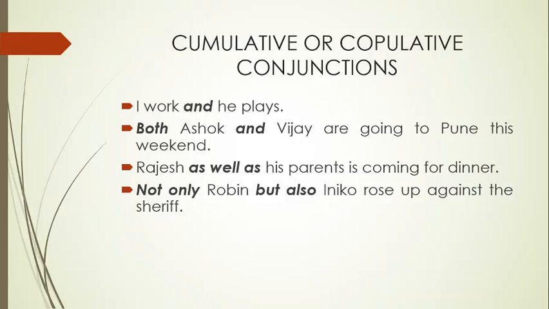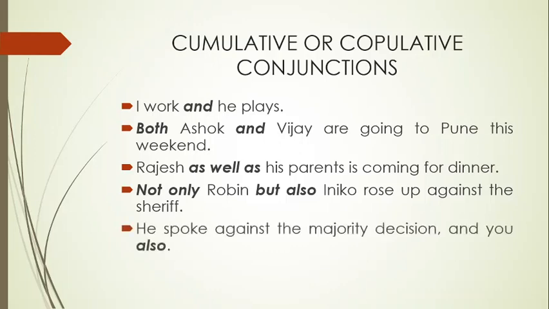Similarly, both Ashok and Vijay: the conjunction both came before the noun Ashok, and the conjunction and came before the noun Vijay, and they are joining the same parts of speech, the same elements: noun with noun, pronoun with pronoun. Rajesh, parents, names, nouns with nouns, Robin, Inigo. So they join basically the same elements and in the same structural pattern. He spoke against the majority decision, and you also, joining he, you, both pronouns.